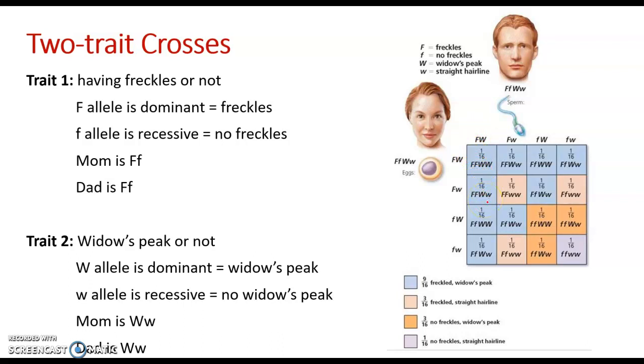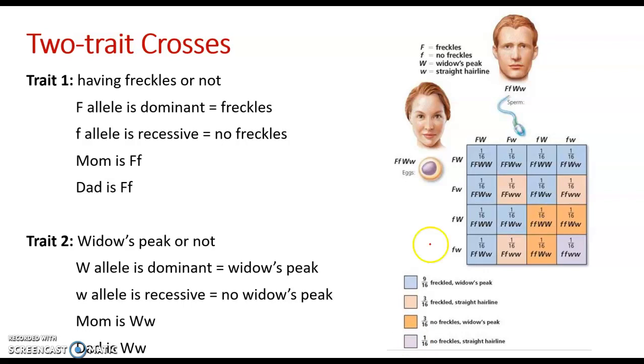And so if you were asked for a probability of being both freckled and having a widow's peak, you would count up all of the squares that had at least one big F and at least one big W. If you added them all, in this case, they're in the darker blue here, that would be 9 out of 16. So the chance of having an offspring that is both freckled and having a widow's peak is 9 out of 16.